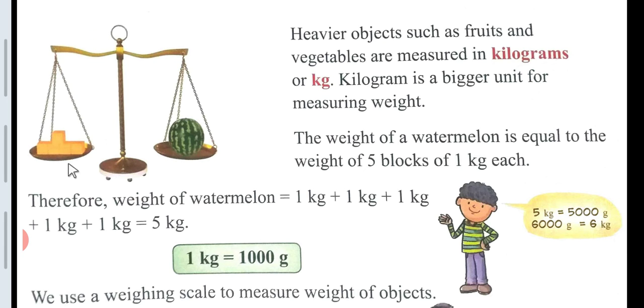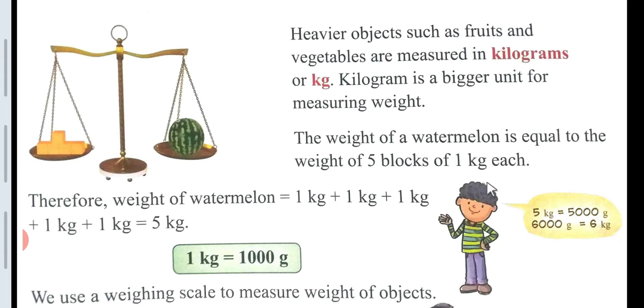Here you can see the blocks have been kept and a watermelon is kept. The weight of the watermelon is equal to the weight of 5 blocks of 1 kg. So 1, 2, 3, 4, 5 blocks are kept here. Each block is of 1 kg. So the weight of the watermelon is 5 kg. Therefore, the weight of the watermelon is 1 kg plus 1 kg plus 1 kg plus 1 kg plus 1 kg, which is equal to 5 kg.